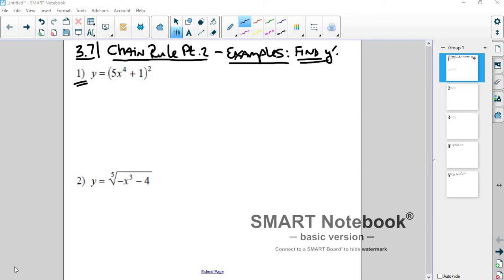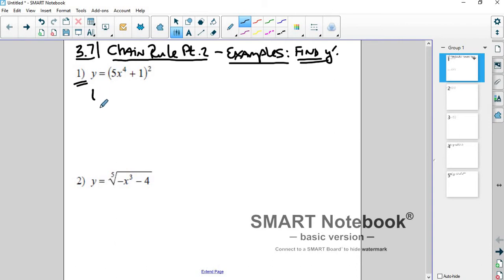This is the second part of the chain rule, section 3.7. We went through the concepts and the basic definition of the chain rule in your first part, and so this is just a bunch of examples. I'll work one, you guys try it, that kind of thing. And so let's take a look.